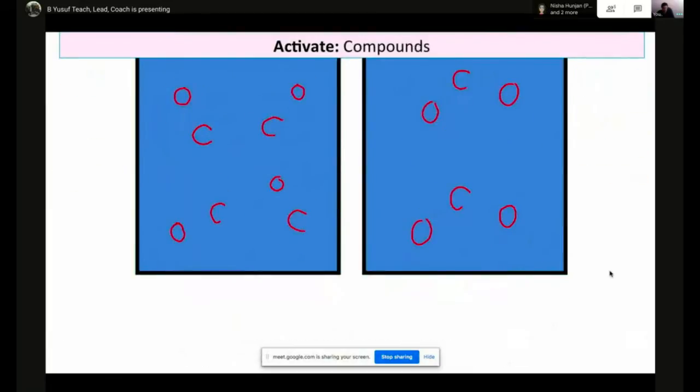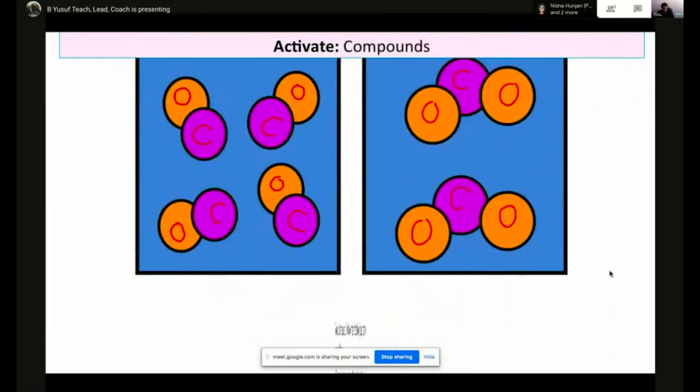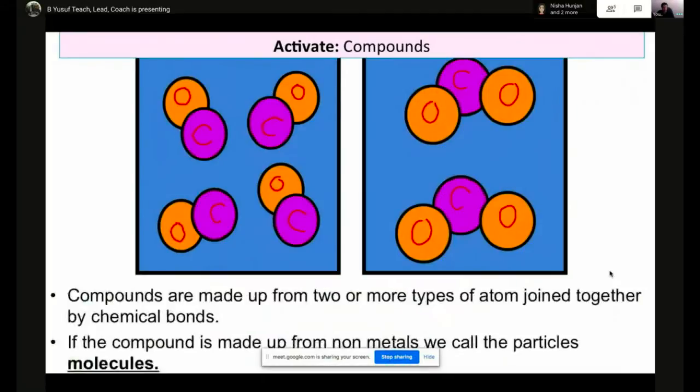Now, when we look at compounds, however, we'll notice something slightly different. The compound is made up of two or more types of atoms that are joined together, and they are joined together by chemical bonds. That is why it's irreversible. You cannot go back to what you started with. And here's another concept to be introducing to you, molecules. Now, if you have a compound that is made up of non-metal elements, say, for example, carbon and oxygen, what you get is also known as a molecule. Okay, and that's what is represented by these diagrams here.